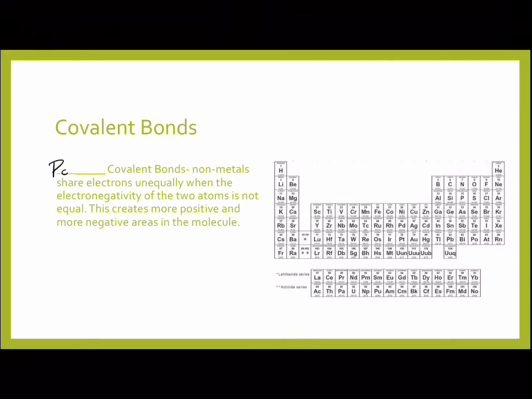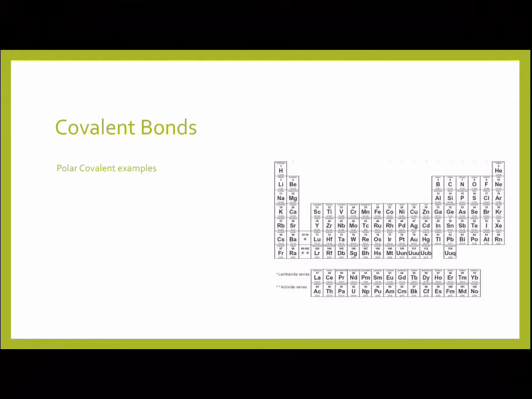The next type of covalent bonds are polar covalent. These are nonmetals, because all covalent bonds are going to be between nonmetals, but they share the electrons unequally. So one atom has a higher electronegativity than the other one, and this creates more positive and more negative areas within the molecule. An example of that would be water, which is H2O.